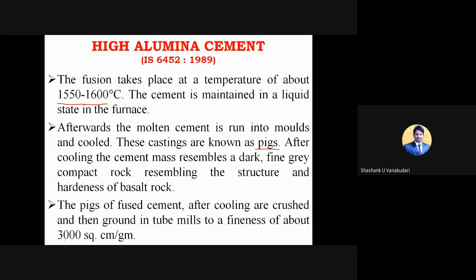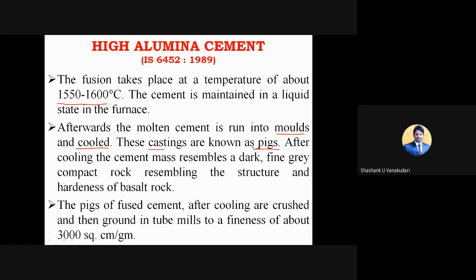So here is how they manufacture this alumina cement: they provide the heat, and it should be in a liquid state. Later, that liquid or molten cement is filled into the molds, and then we cool it for a period of time. This casting process gives what we know as pigs. After cooling, the cement turns into a dark color, a fine gray compact rock resembling the structure and hardness of ballast rock.